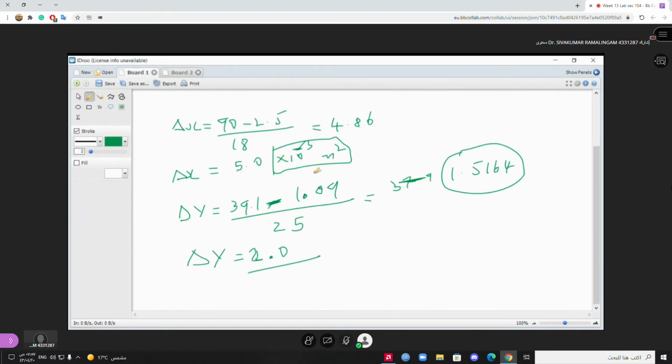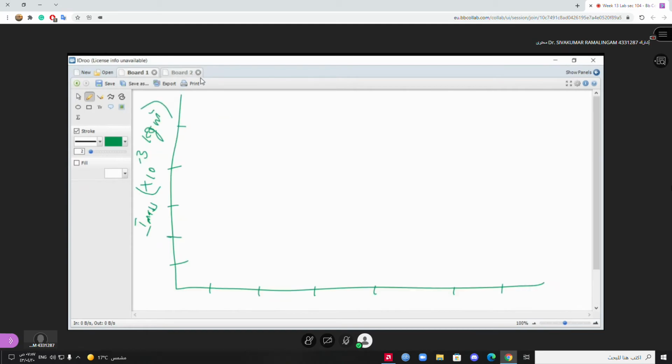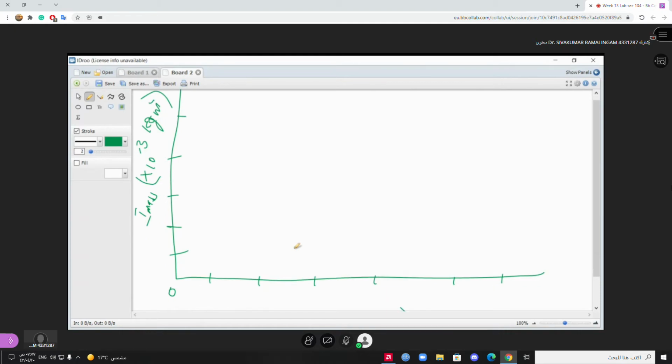How to write the values? See, x-axis, what is the minimum? 2.5. The increment is 5. The unit for the delta y is what? See what I've written here: kilogram meter square. See the schedule, it is printed clearly. This is 5, 10, 15, 20, 25, 30, and so on. It's clear.